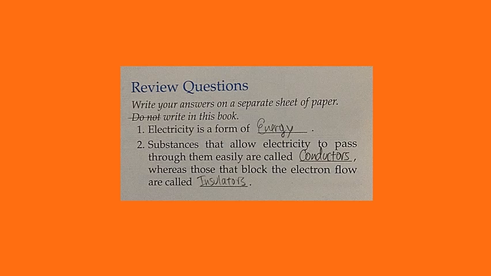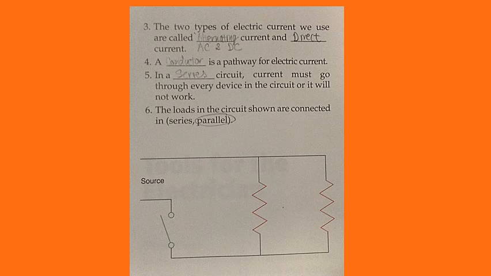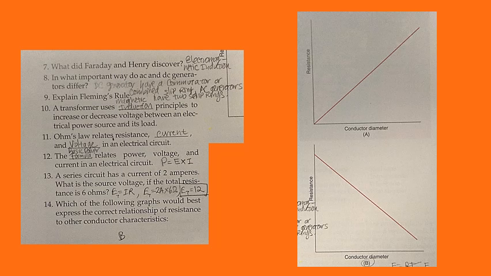Question 4. A conductor is the pathway for electric current. Question 5. In a series circuit, current must go through every device in the circuit or it will not work. Question 6. The loads in the circuit shown are connected in parallel. Question 7. What did Faraday and Henry discover? They discovered the concept of electromagnetic induction, or the electrical generator.